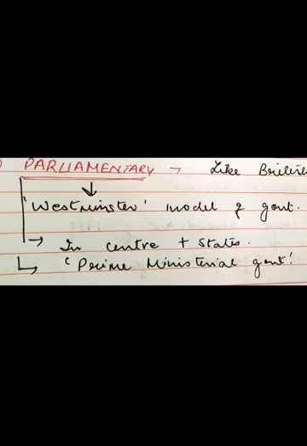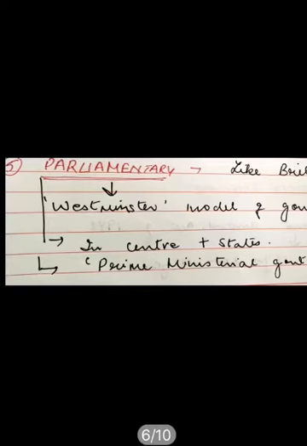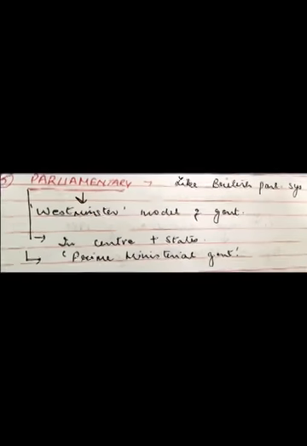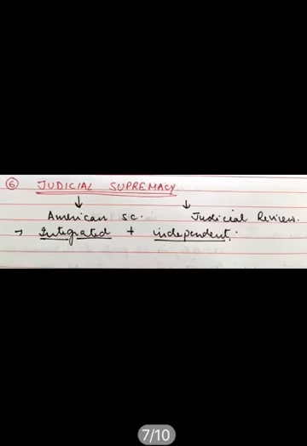So the next point is that the Indian system can also be called a prime ministerial government. And why is that so? In a parliamentary system, whether in India or Britain, the role of the prime minister has become so significant, so crucial, that political scientists call it a prime ministerial government these days. So this is our fifth point.